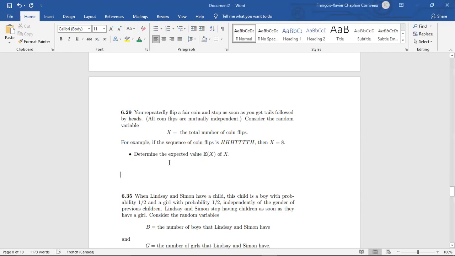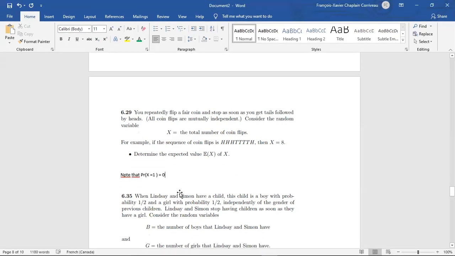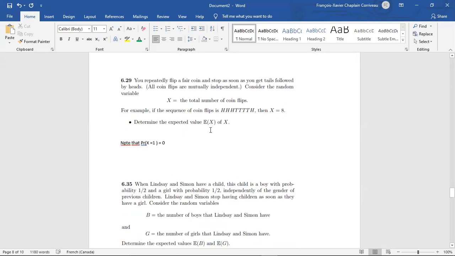So the idea here is to note that the probability that x is equal to 1 is equal to 0. Right? So that's the first thing that we can observe. If I want to stop as soon as I get tails head, then I need at least 2 flips. That's the first thing that we can observe. Okay. So now what next?